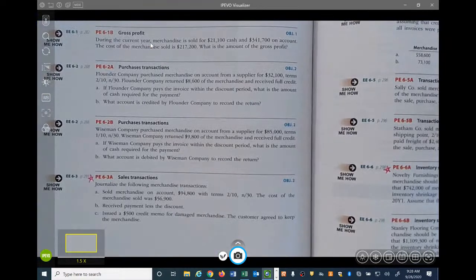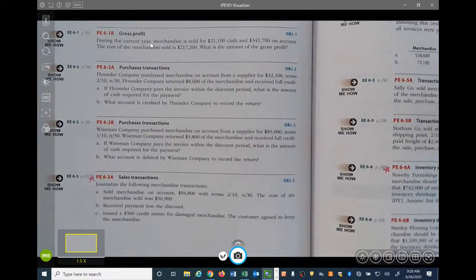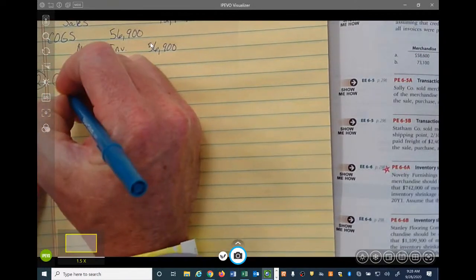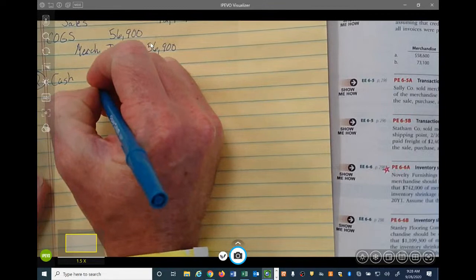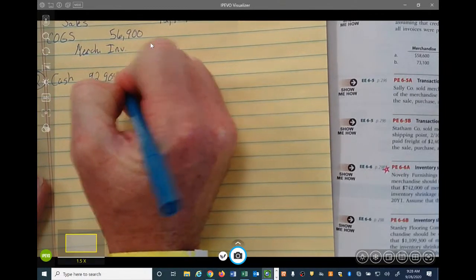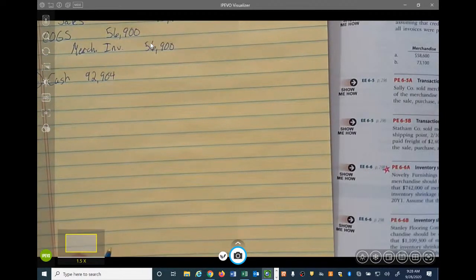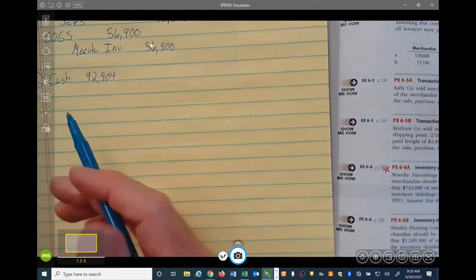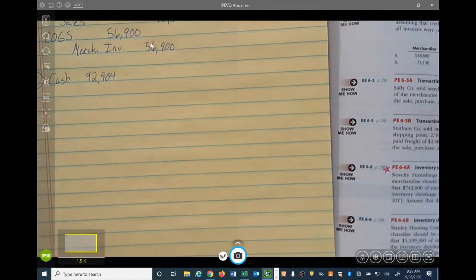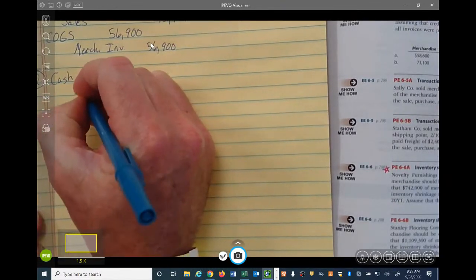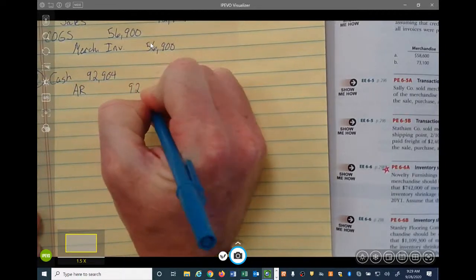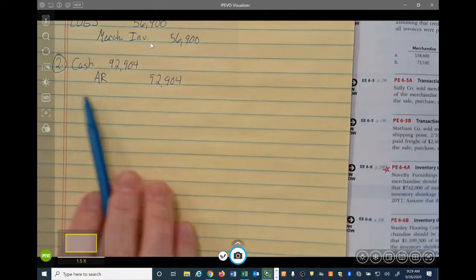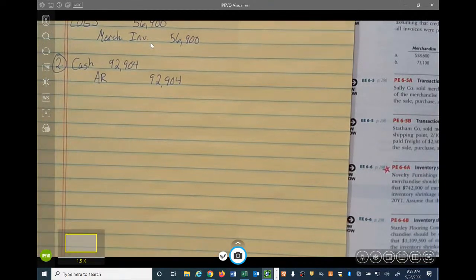Okay, for part B, it says we receive payment less the discount. So what would that be? Cash is going to be our debit, right? For the $92,904, because we recorded it net, right? So cash is coming in, balance sheet account, increasing cash, right? And what's the credit? Accounts receivable, right? And once again, that's just reducing the balance sheet account as well. Both of these are balance sheet accounts. Notice that when we collect the money, they're both balance sheet accounts.